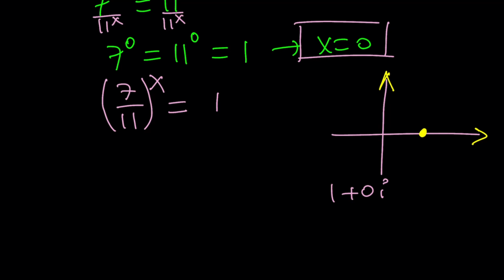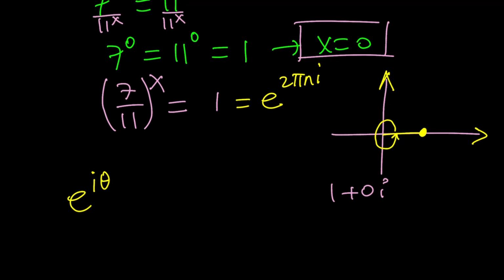So that means it makes a 0 radian angle, but you could also interpret it as 2 pi, because 2 pi would be equivalent to 0, or 4 pi, or any integer multiple of 2 pi. In other words, we can use Euler's formula and write this as e to the power 2 pi ni. Remember, e to the i theta gives you the polar form of a complex number using Euler's formula. Theta represents the angle, and i is just the imaginary unit.